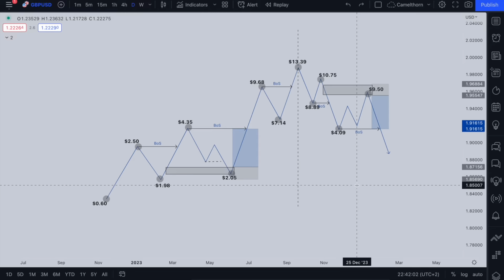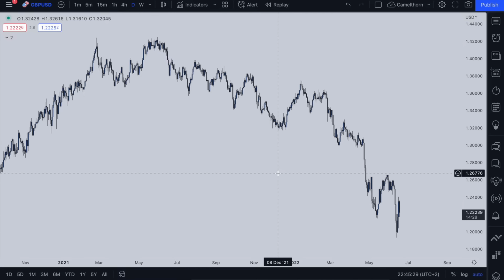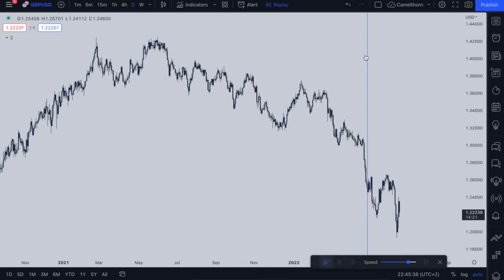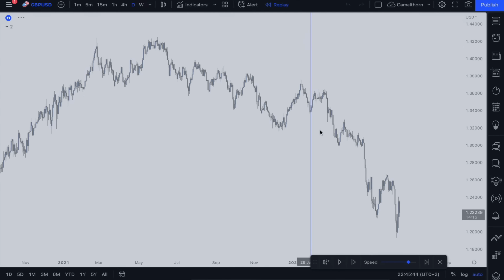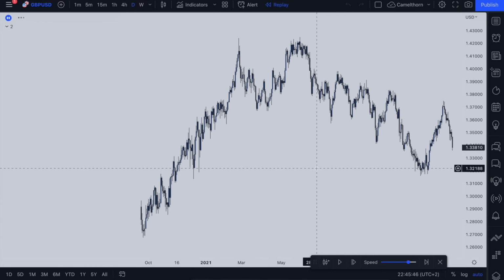I want to go over to the charts now and apply this knowledge in a practical setting. All right, so we're gonna perform just a little bit of technical analysis here on GBP USD. Now, what I want to do is we can throw on the bar replay tool. Let's say we take price back to around about here. Let's just say that we take price back to here.